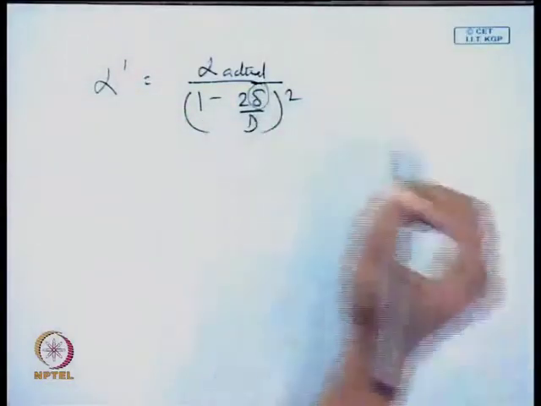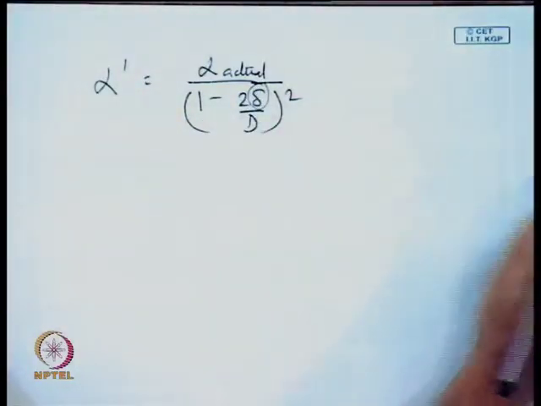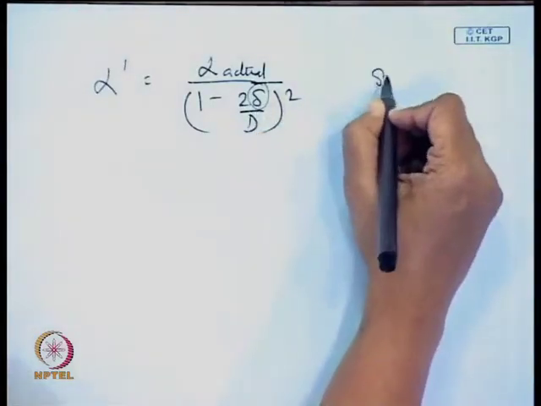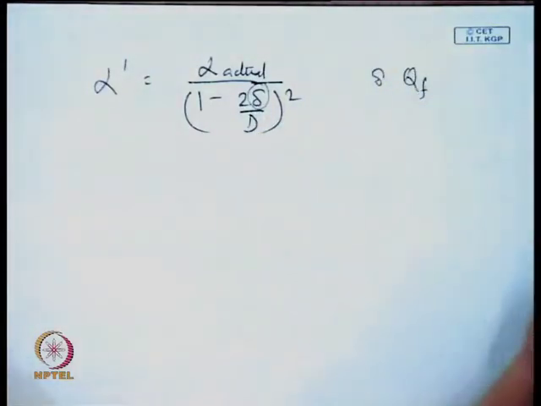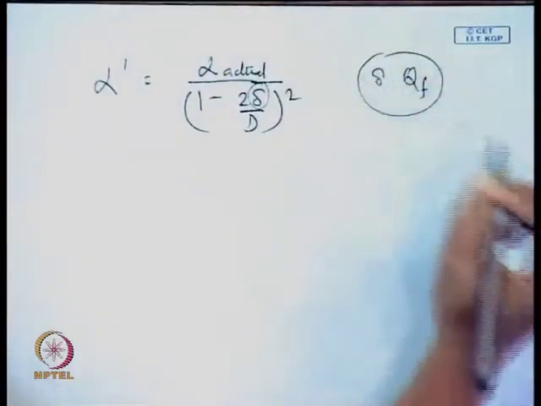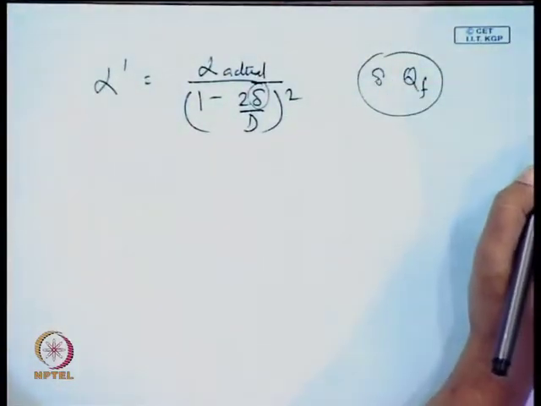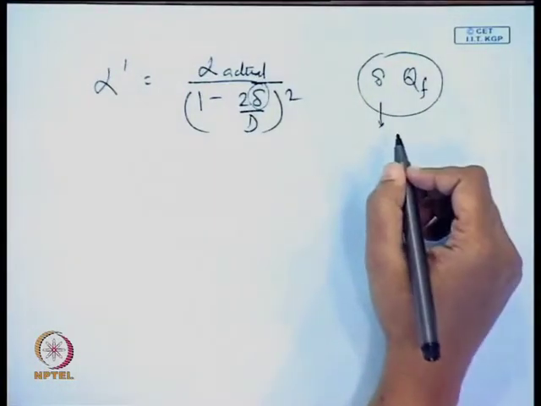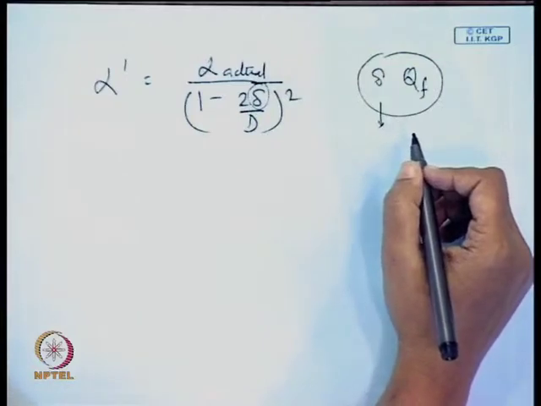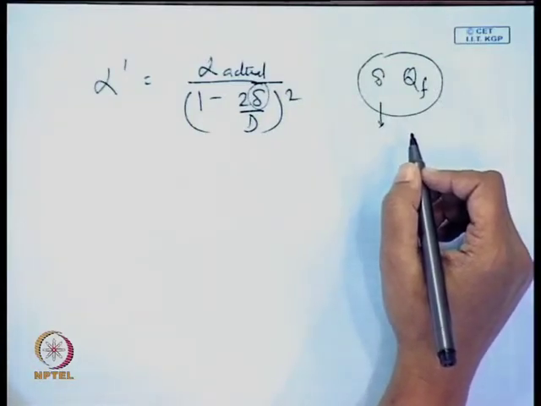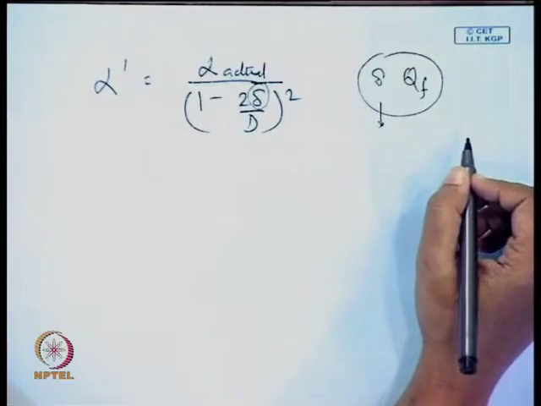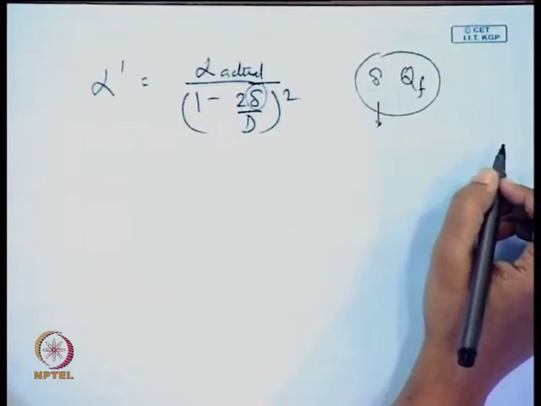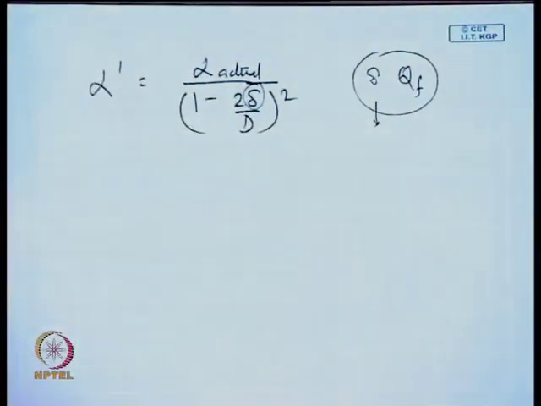But to find out alpha prime, what do you need? You need to know the liquid film thickness. In order to find out liquid film thickness, you also need to know the flow rate of the liquid in the film, isn't it? So for finding two particular unknowns, you need two equations. Usually one equation you can get from the freely falling film theory. From where will you get the other equation? From the equation of continuity at this particular portion.